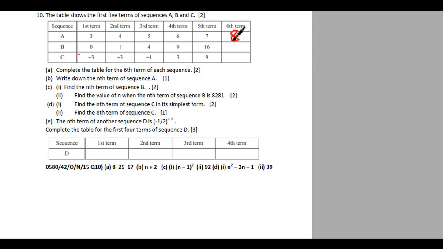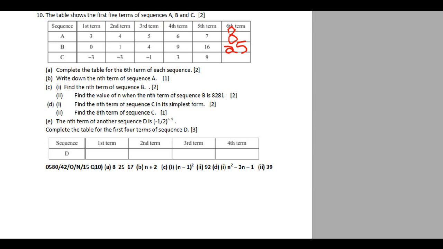Next we have 0, then 1, then 4, then 9, then 16. These are all square numbers. We have 0 square, then 1 square, then 2 square, 3 square, 4 square. So the next term will be 5 square, which will be 25.